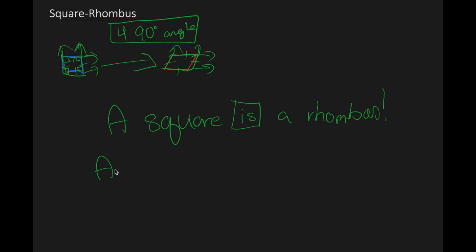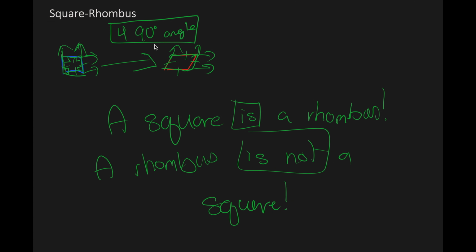So, a rhombus is not a square. Let's draw an arrow here just to cross it out for the fun of it.